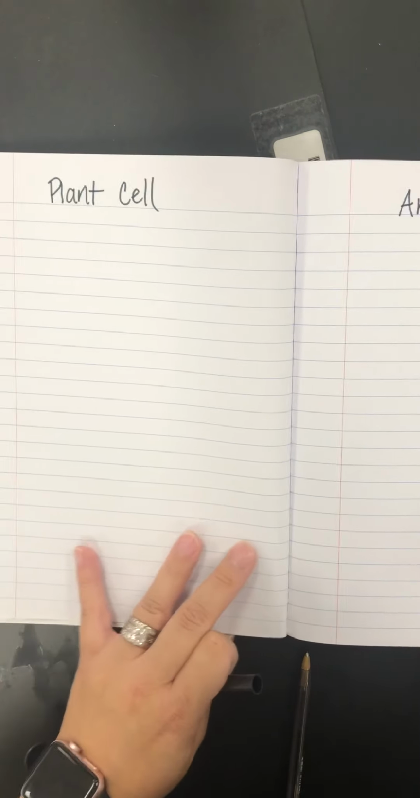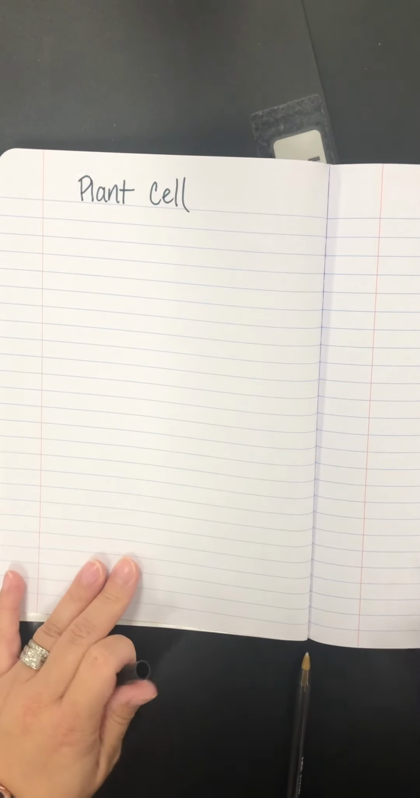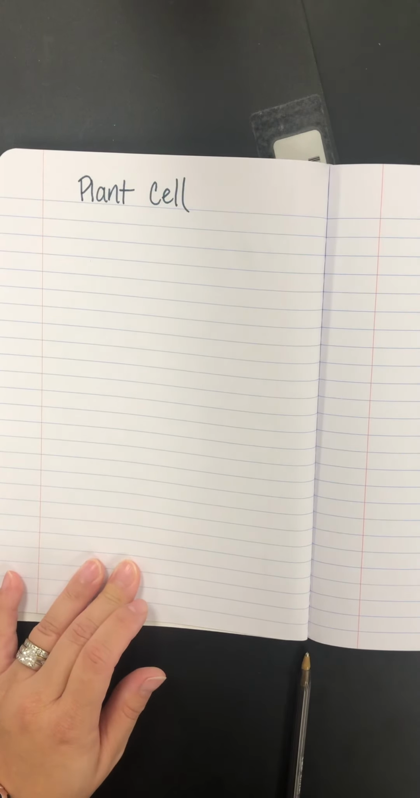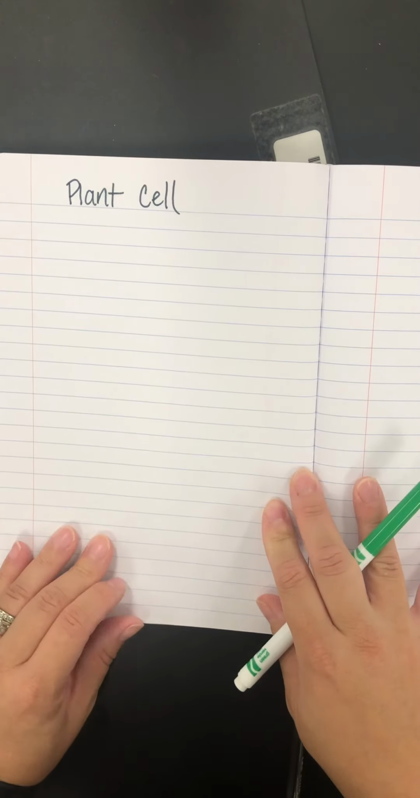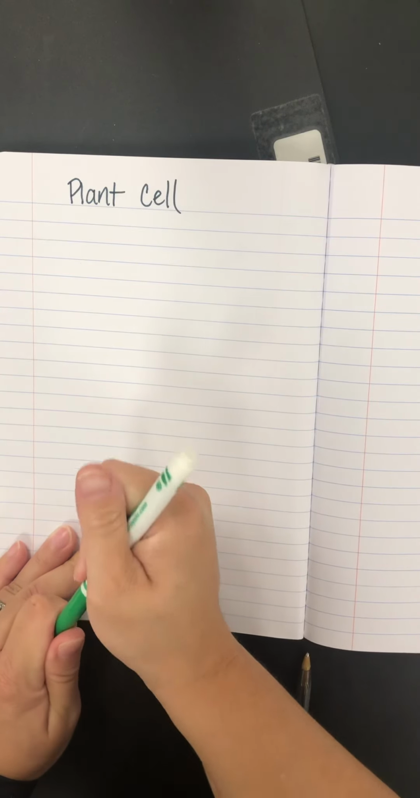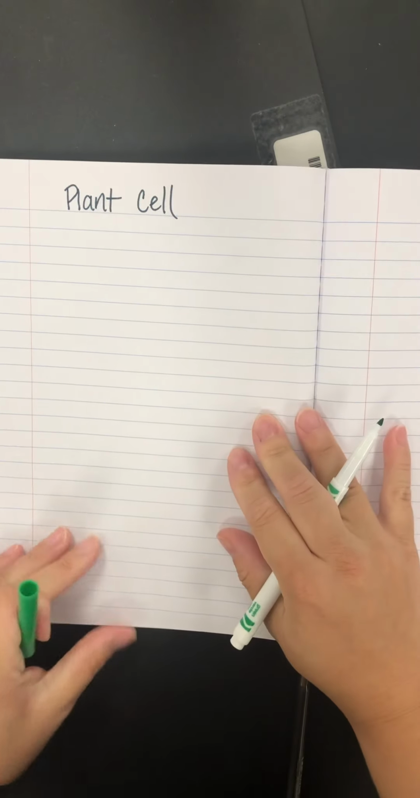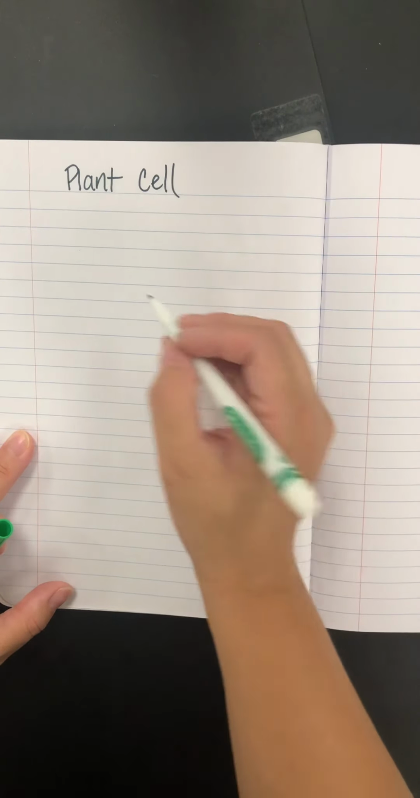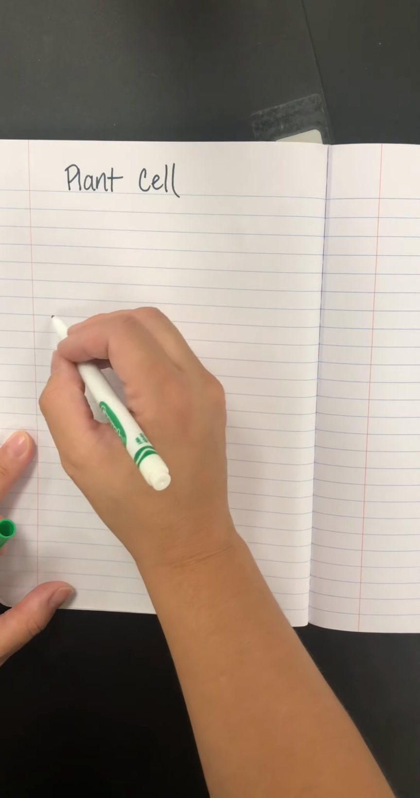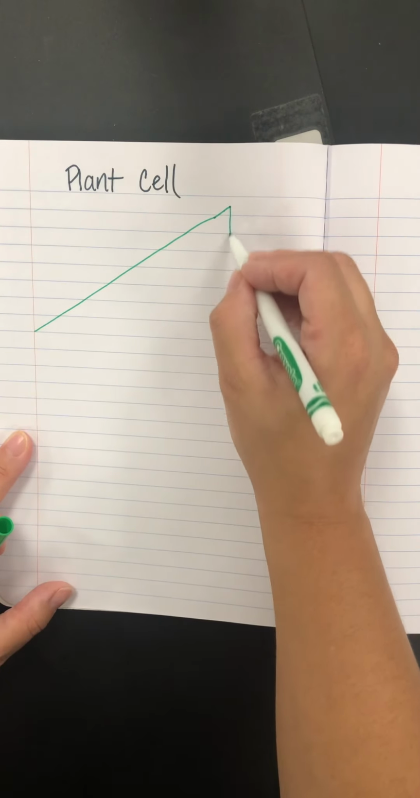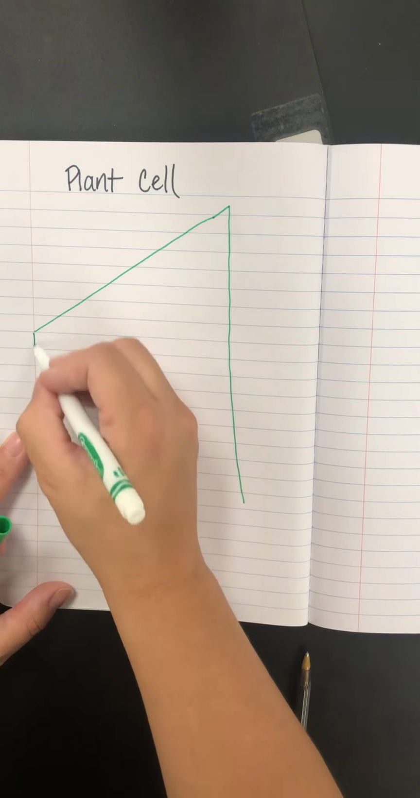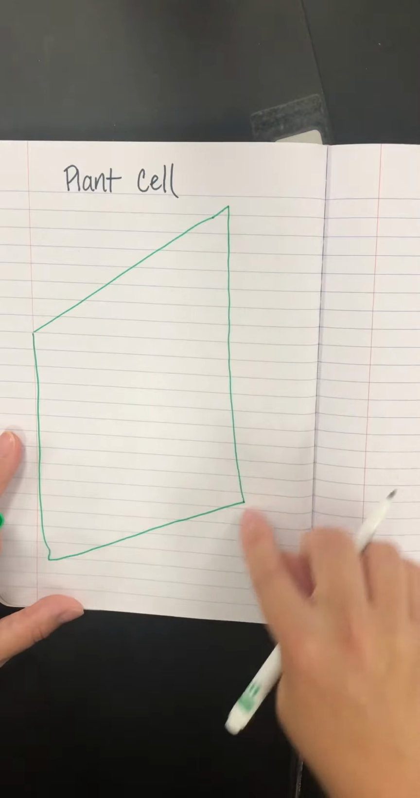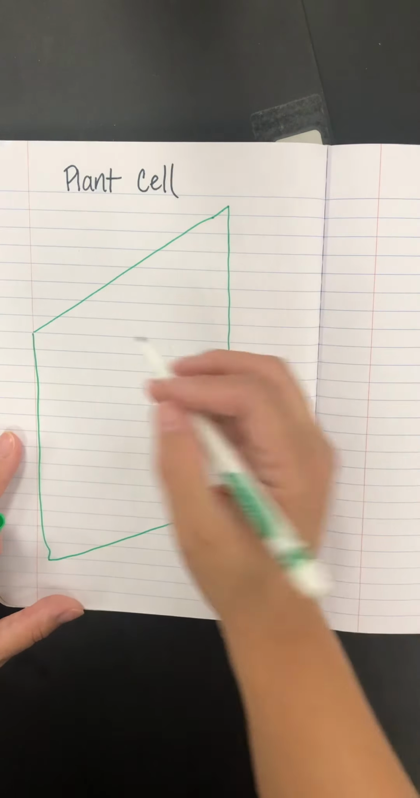So first we're going to focus on drawing our first organelle. This organelle is called the cell wall. The cell wall is only found in plant cells. So we are only going to draw this feature in the plant cell page. So plant cells are usually shaped rectangular-like. So my green line that I drew is going to represent my plant cell.